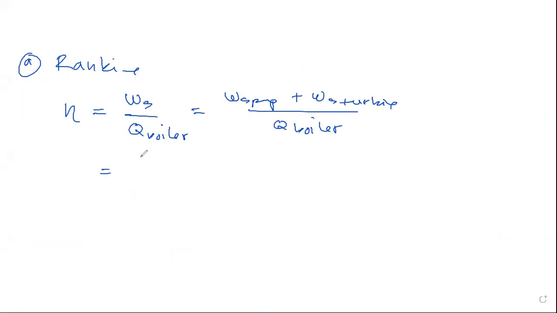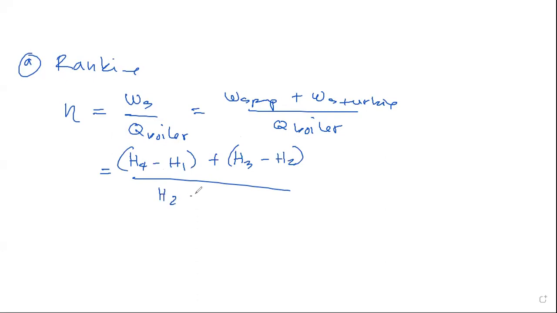The Ws pump is H4 minus H1. Okay? Then plus the Ws turbine, which is H3 minus H2. Then the Q boiler is H2 minus H1. Are you following?